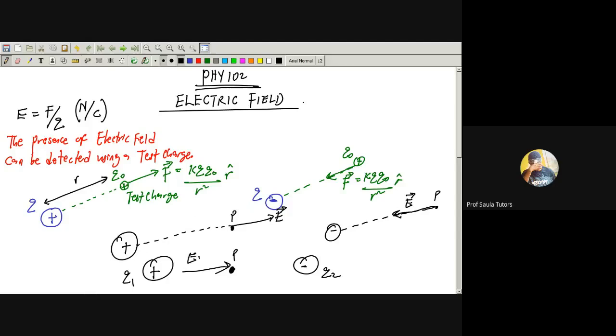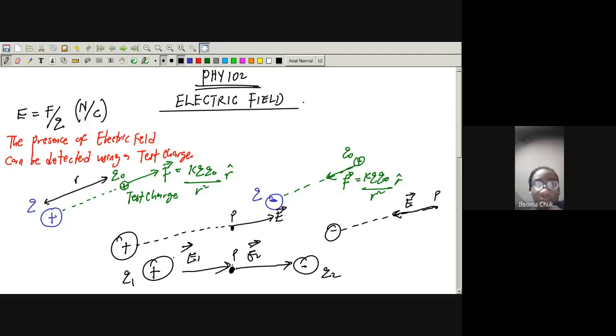That's E1. Just know the direction will be like this, going away, outward, because this line continues. Now, if you look at this other charge, the direction of the electric field will be inward. Do you now understand it like that?